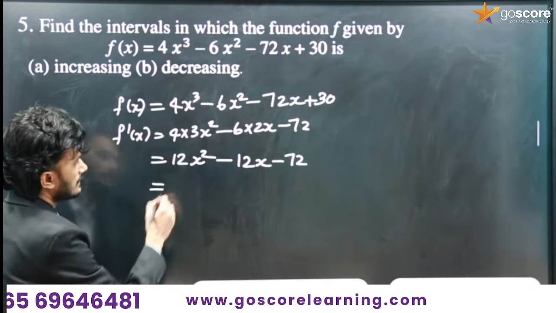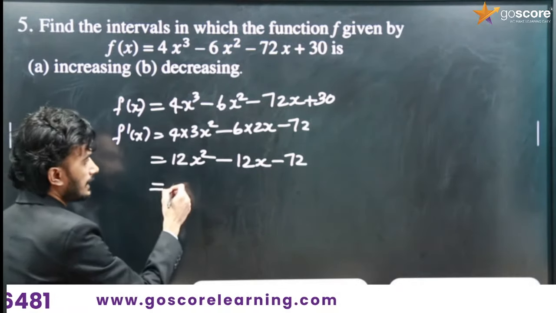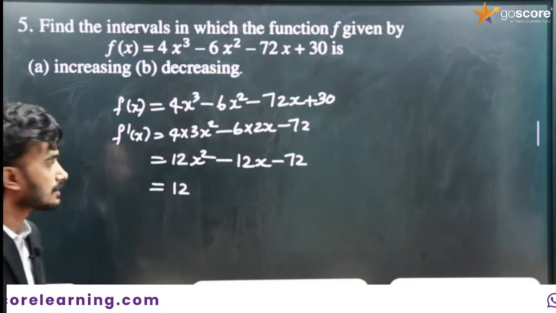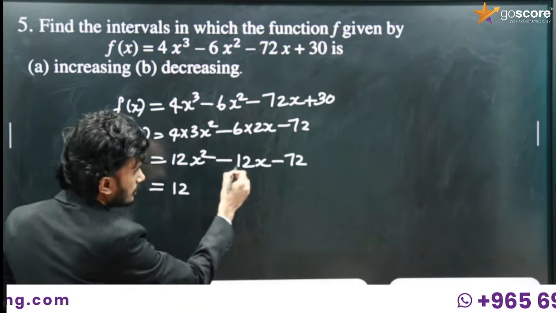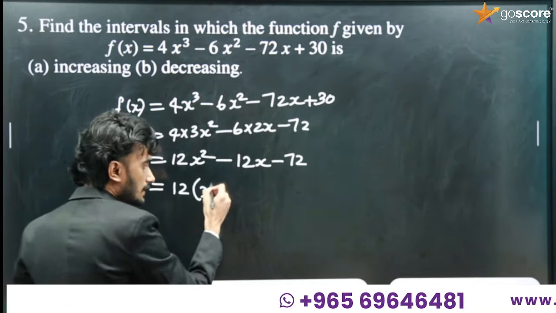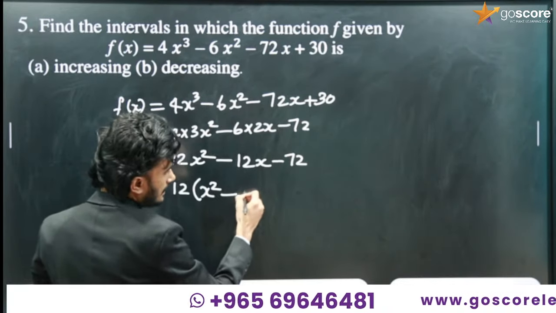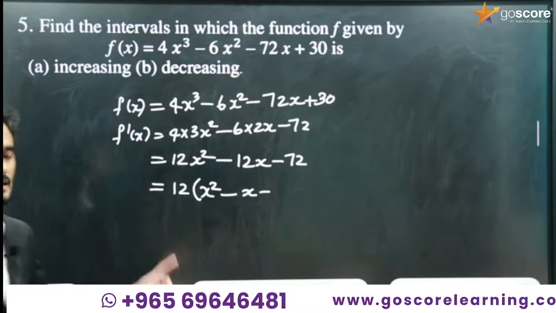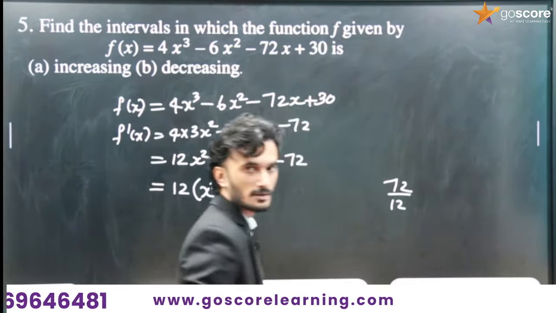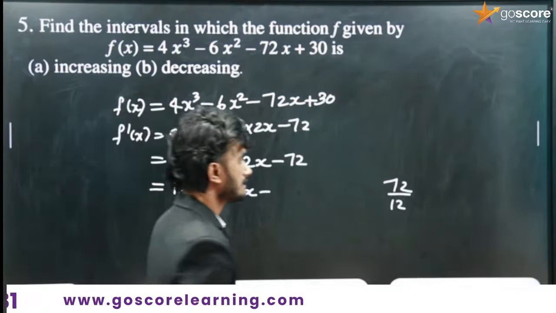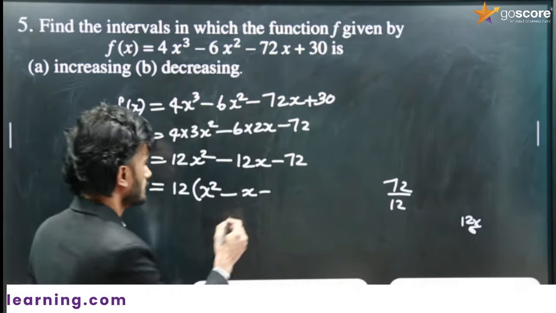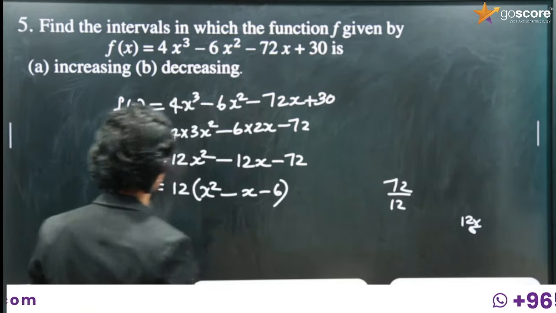So we can take 12 outside. 12x square minus 12x minus 72 is equal to 12 into x square minus x minus 6. 72 divided by 12 is 6, since 12 into 5 is 60, and 12 into 6 is 72. So it is 6.